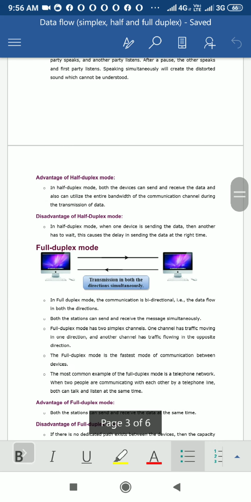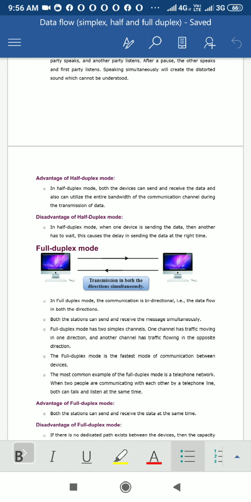Advantages: both the devices can send and receive the data and also utilize the entire bandwidth of the communication channel during transmission of data.